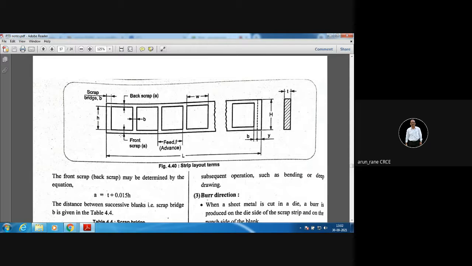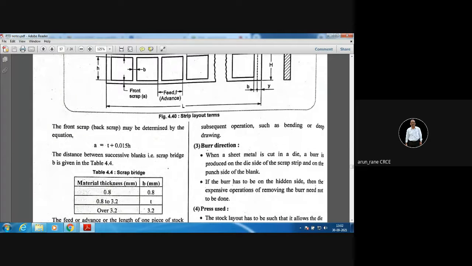So how to calculate that? Front scrap is calculated by A is equal to T plus 0.015 times H, where T is the strip thickness. Suppose the width of the component is 20 and the thickness of the strip is 2, so it will be 2 plus 0.015 into 20. That will be the value of A. Once you get A, you have to calculate the total width of the strip. The width of the strip will be H plus A plus A, that is H plus 2A.